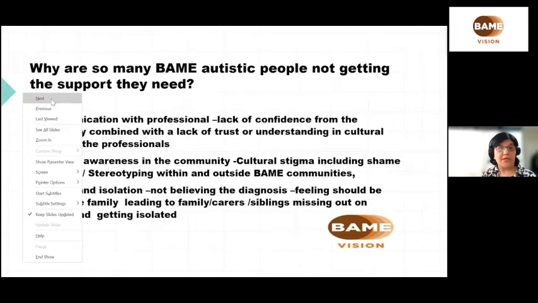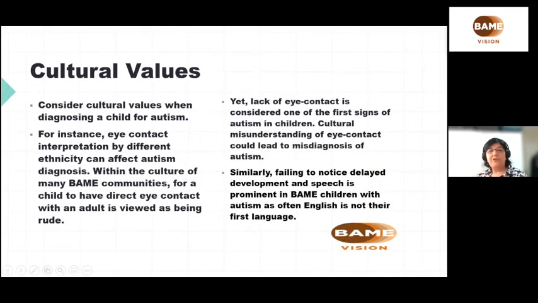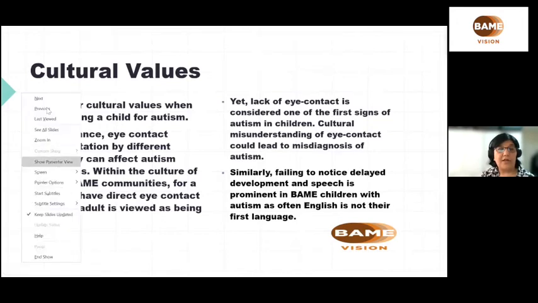Thinking about cultural values now, when you're diagnosing a child with autism, different cultures have different ways of being. Eye contact can be taken differently in different cultures. For some cultures, direct eye contact is considered rude, yet the lack of eye contact is considered one of the first signs of autism in a child. So cultural misunderstanding of eye contact can lead to misdiagnosis. Similarly, delayed speech, which is prominent in children with autism, may be missed if English isn't their first language, something people may not think about. So culture plays a big part, and we need to understand that culture is key.